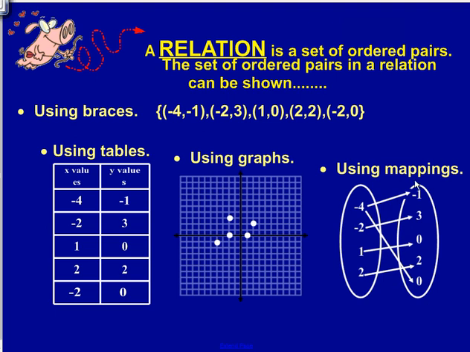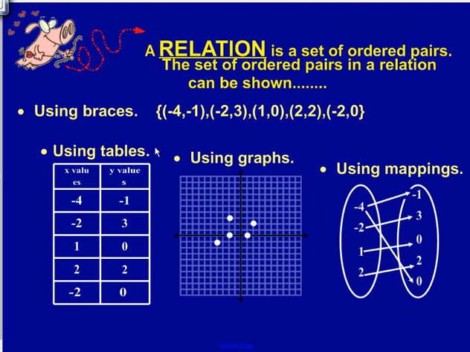Okay, so the first vocab word we have is what exactly is a relation? Well, a relation is a set of ordered pairs. The set of ordered pairs in a relation can be shown in multiple different ways. We can list them out using braces, which are these little squiggly lines on either side, with all of the coordinate pairs on the inside of those squiggly lines.